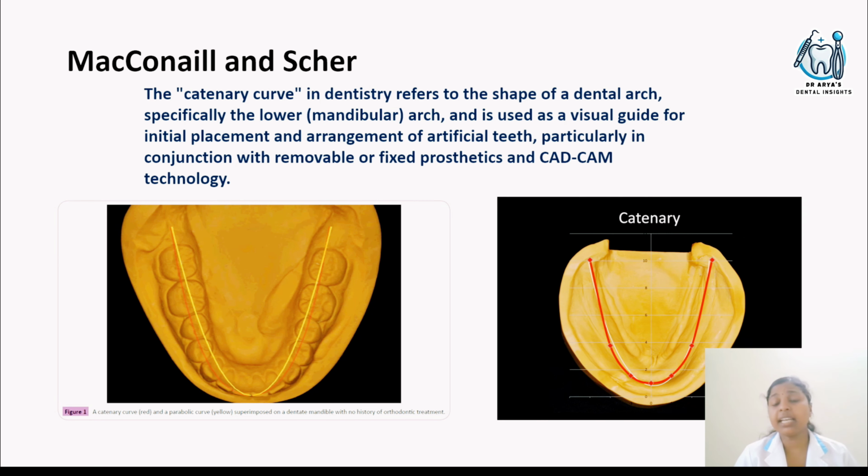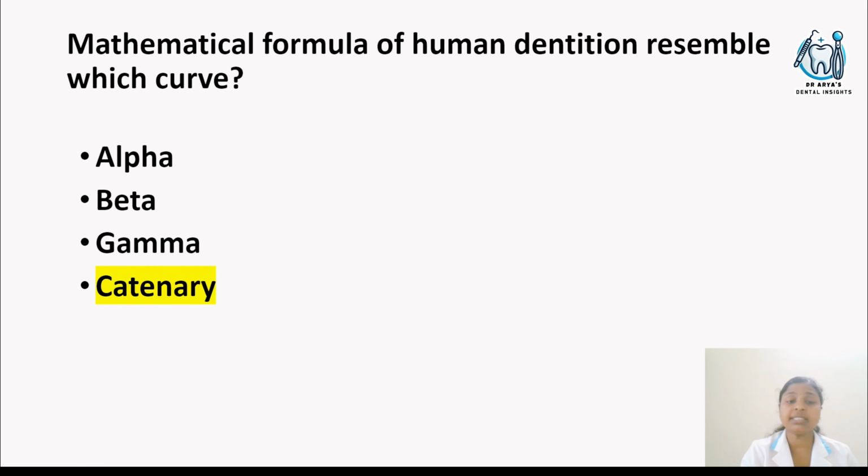So McConnell and Kerr: the catenary curve in dentistry refers to the shape of a dental arch, specifically the lower or mandibular arch, and is used as a visual guide for initial placement and arrangement of the artificial teeth, particularly in conjunction with removable and fixed prosthetics and CAD/CAM technology. So this is the catenary curve. This red color curve is the catenary curve. And this is the shape of a dental arch. So the answer is catenary curve.